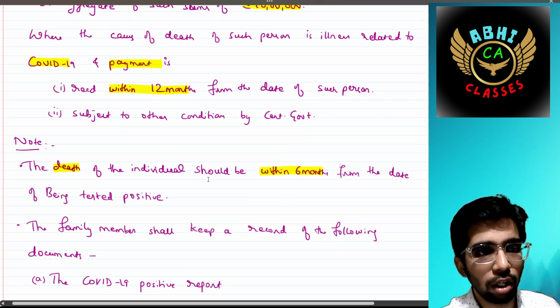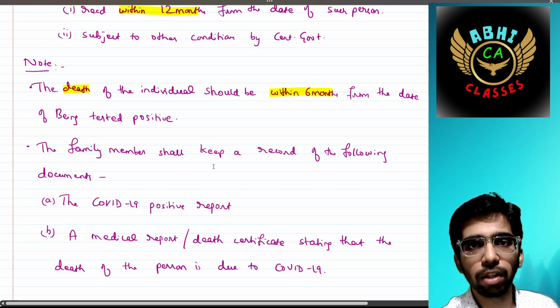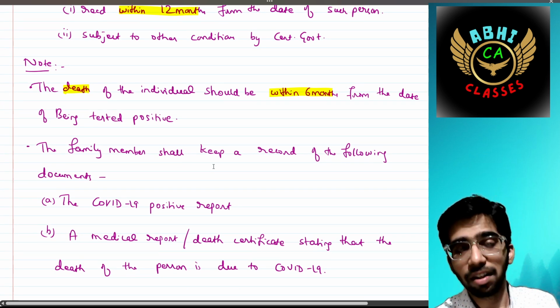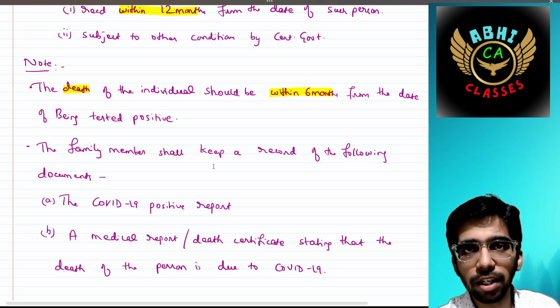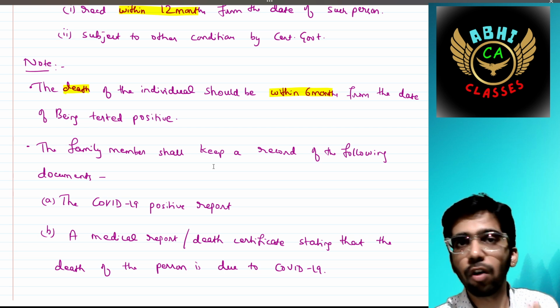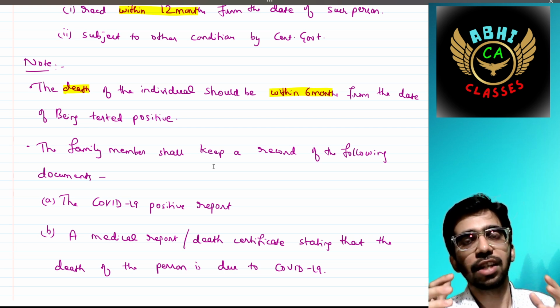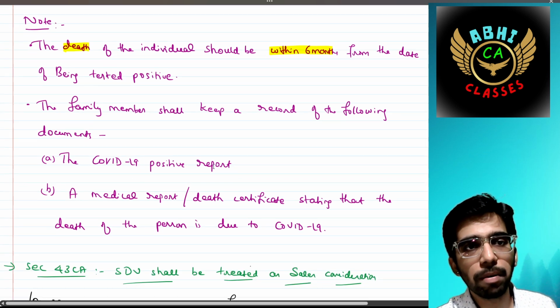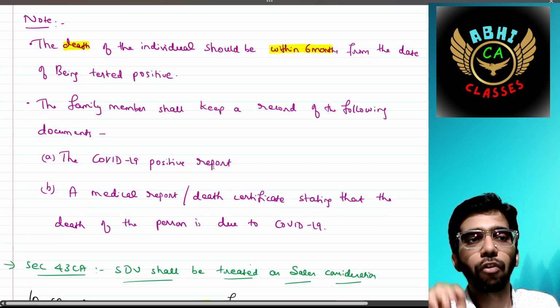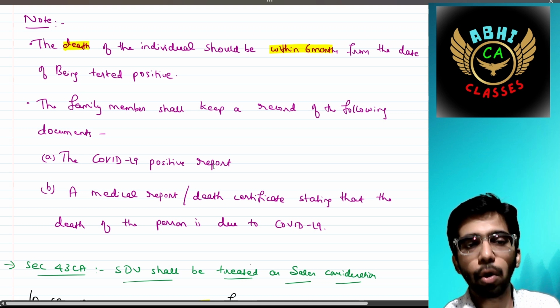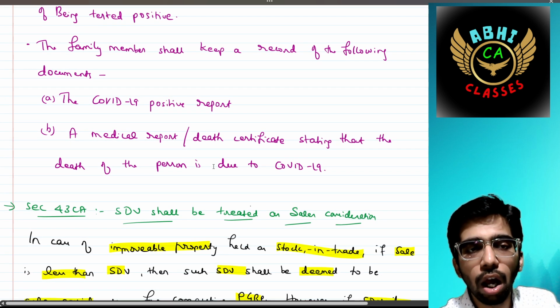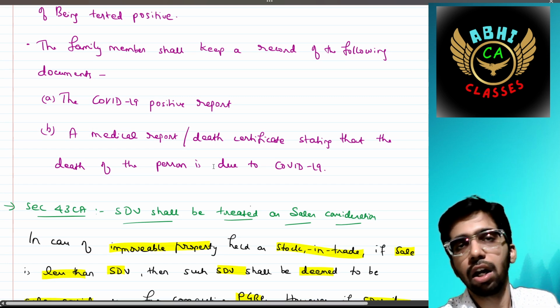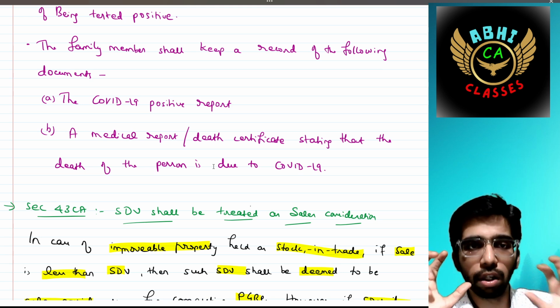Okay, then note, the death of an individual should be within 6 months from the date of being tested positive. But these are uncontrollable in nature. Everyone is praying for his recovery, but in order to provide the exemption, the income tax law requires that he should have died within 6 months from the date of being tested positive. Then the family member shall keep a record of the following documents: the COVID-19 positive report, the medical report, and the death certificate stating that his death was caused due to COVID-19.